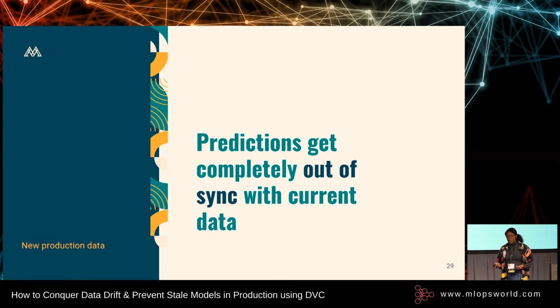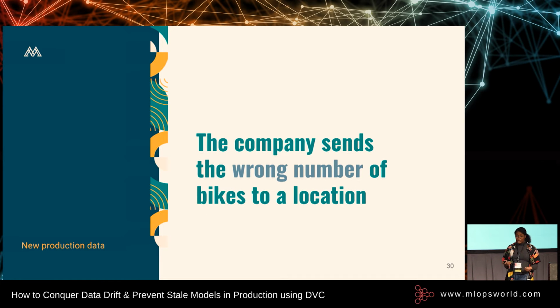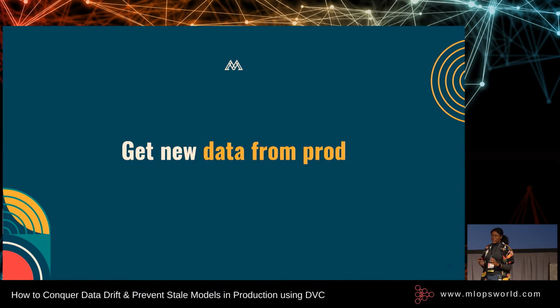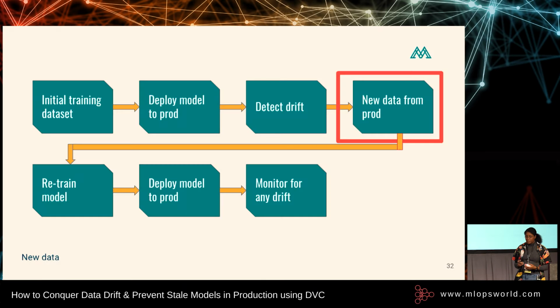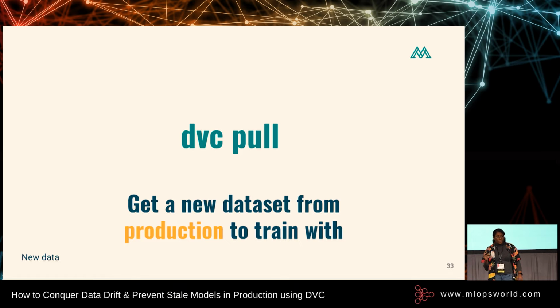Because even though our predictions are out of sync with the current data, and we've sent those bikes to the wrong location, it's okay. It's fine. We're just going to tell everybody to calm down for a little bit, and we're going to get this new data from production. So we are actually getting ready to start this new cycle of going through that pipeline. So we're going to use the other part of DVC where we pull down data from a remote to our local machine.